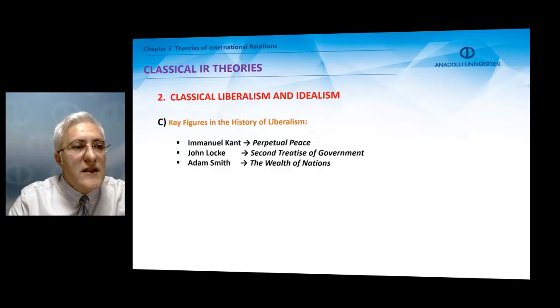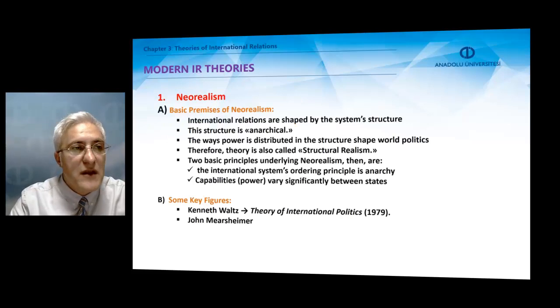Your chapter then talks about some key figures in the history of liberalism, such as Immanuel Kant, John Locke, and Adam Smith. And you see the names of their works on your video. Immanuel Kant wrote Perpetual Peace, John Locke, The Second Treatise of Government, and Adam Smith, The Wealth of Nations.